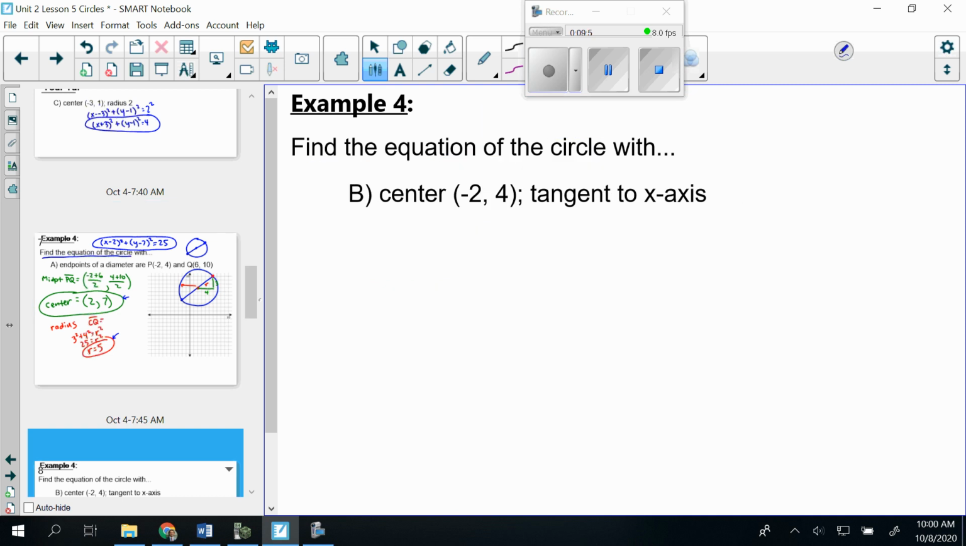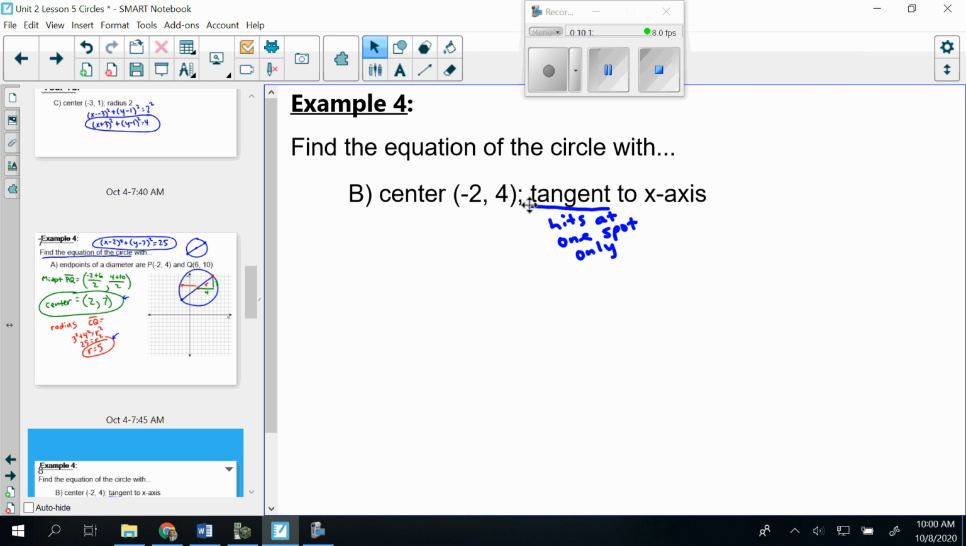Find the equation of the circle with the center at (-2, 4), tangent to the x-axis. Let's talk about this word tangent. Tangent means that it hits at one spot only. It just kind of skims it.